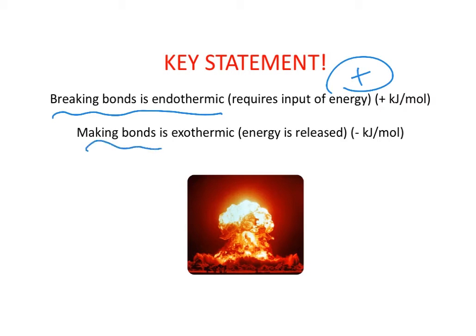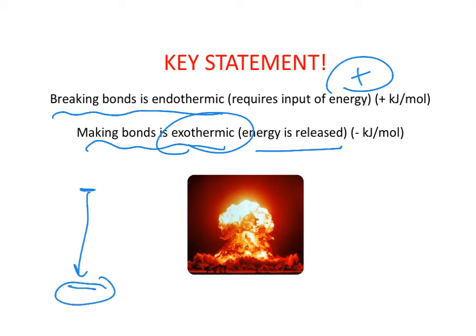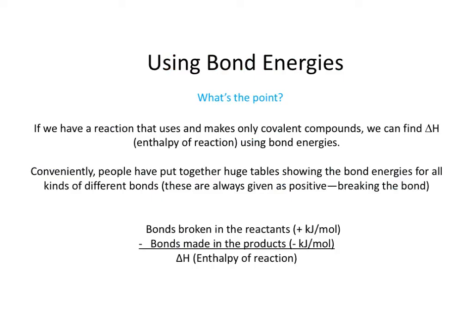And making a bond is exothermic, meaning that energy is released, okay? Because when you make a bond, you're going from a higher energy state. Remember, for something to happen spontaneously in nature, the driving force is a lower state of energy. So anything that is exothermic, anything that releases energy, by convention is given a negative sign, and that's a good thing in nature.